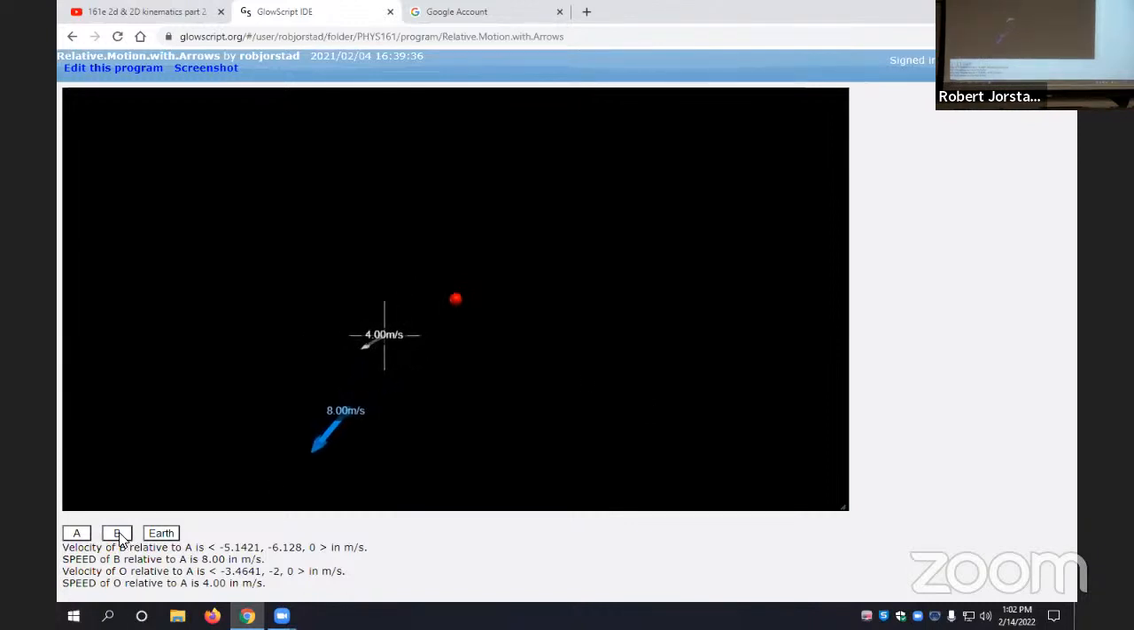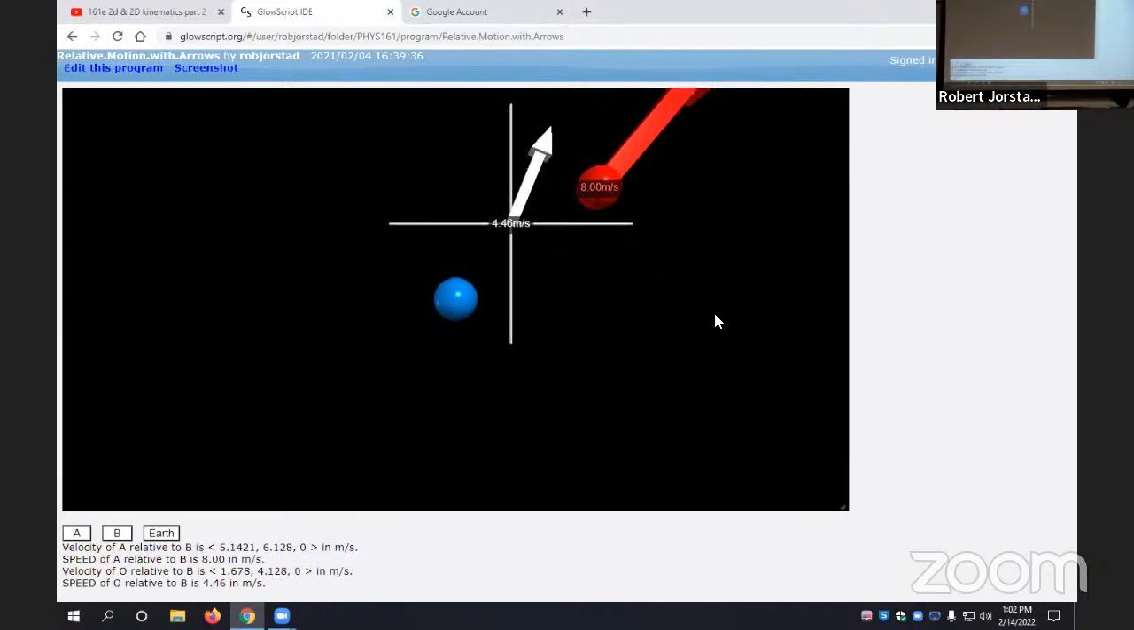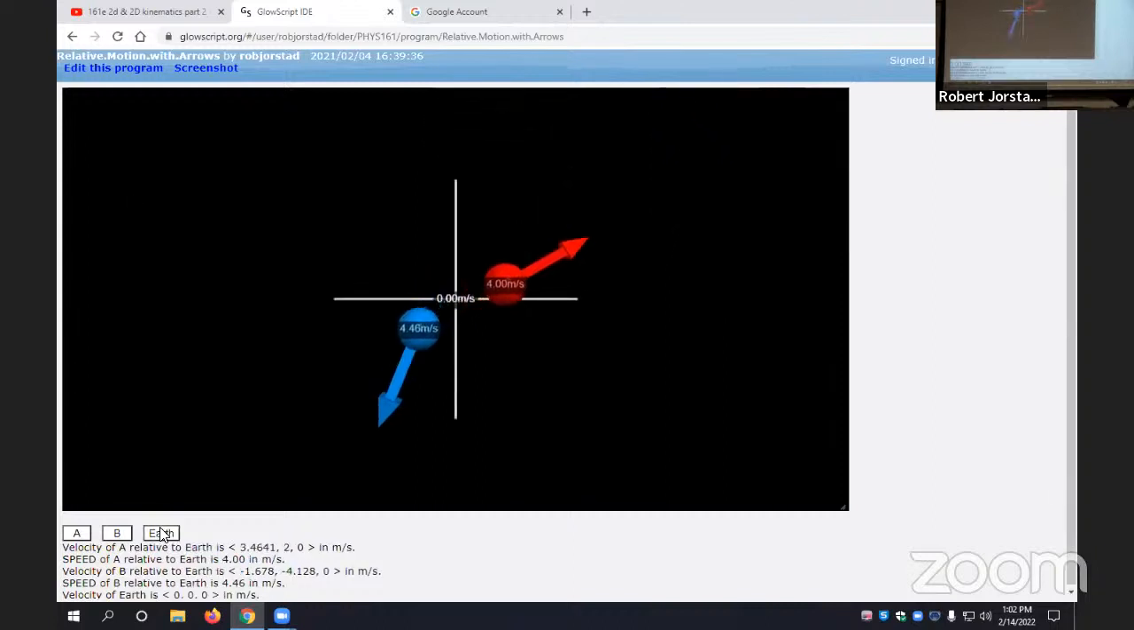Alternatively, what if we tracked object B? The Earth would be going the other way. The ball would be going faster the other way. So the concept that I'm trying to introduce here is motion is relative. We generally assume, unless otherwise specified, you're at rest when you watch objects move. But that's not always true.